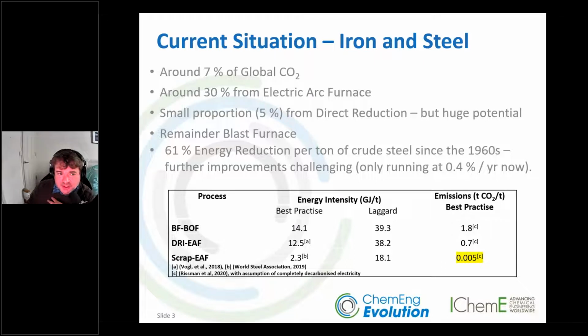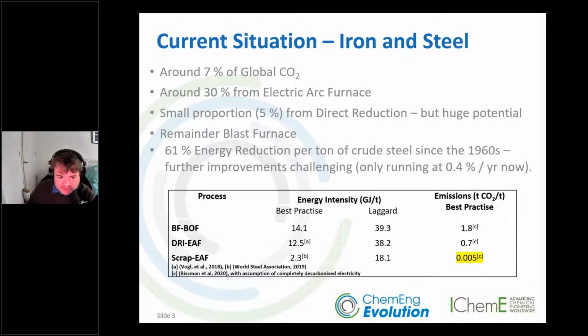So iron and steel is currently around 7% of global CO2. Around 30% of the production is from electric arc furnaces, which is secondary production from recycling, and a very small proportion, maybe 5%, is from direct reduction. But there's huge potential for that in the future. The remainder comes from blast furnaces, and the key problem is that there's been huge progress with blast furnaces in the last few years, a 61% energy reduction since the 1960s, but that means further improvements are challenging and are now running at only 0.4% per year.